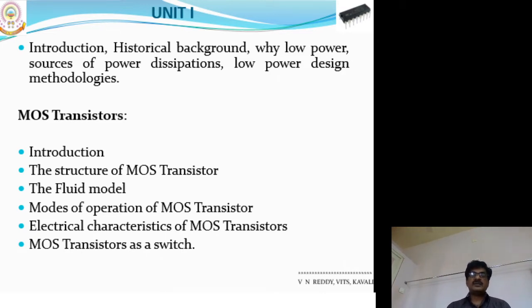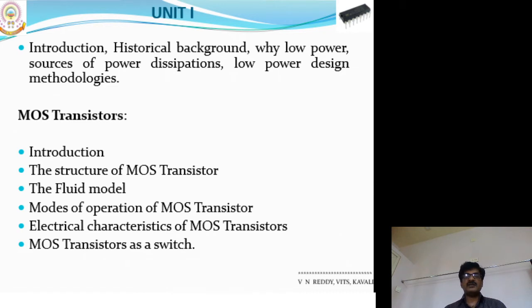Before going to see the content of the first unit, of course the first part of the first unit is also the introduction part. First of all, what is the necessity of low power? Why do we need to concentrate on the power parameter? And after that we have to see what are the sources for this power consumption.